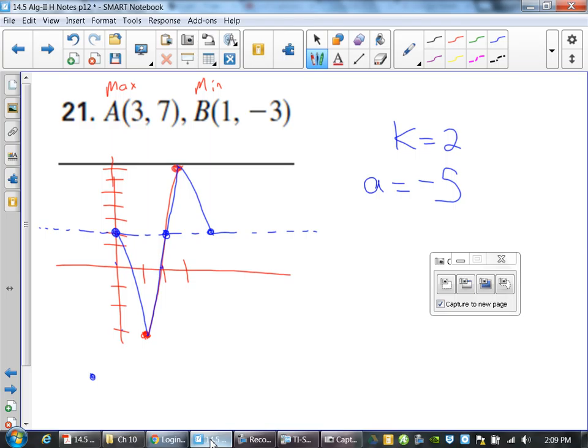And now to find my period. How far apart is 3 and 1? 2. Double it and you get 4. So we're going to set our period equal to 4. Pi over 2.